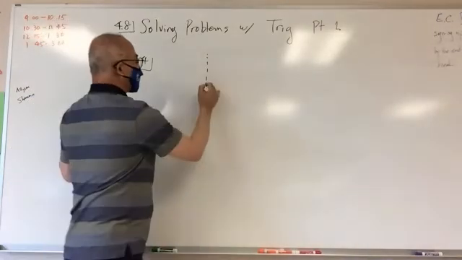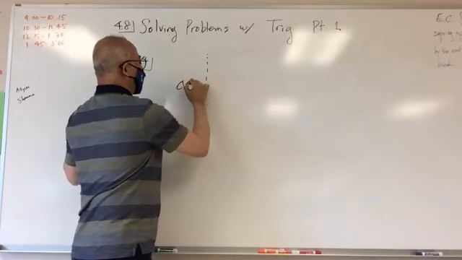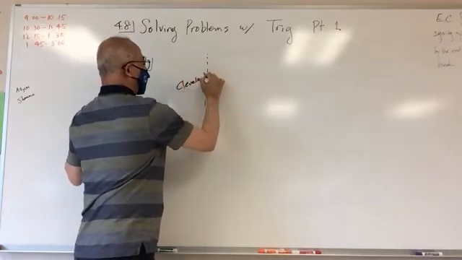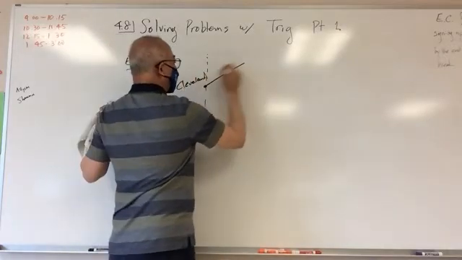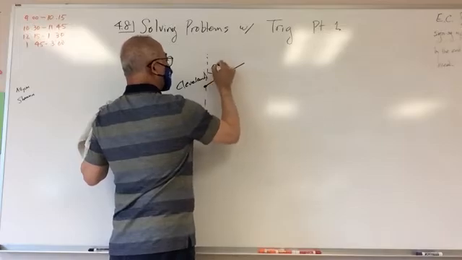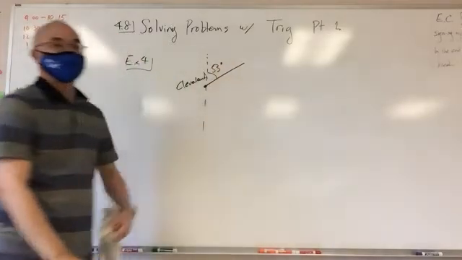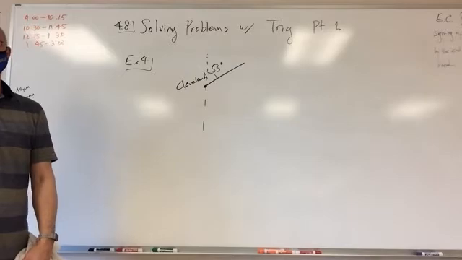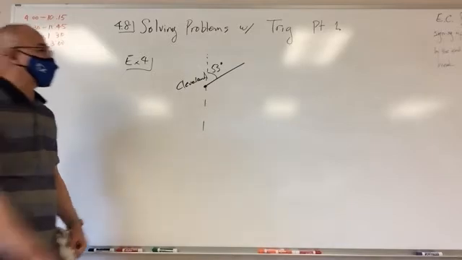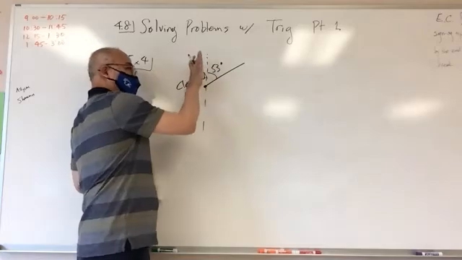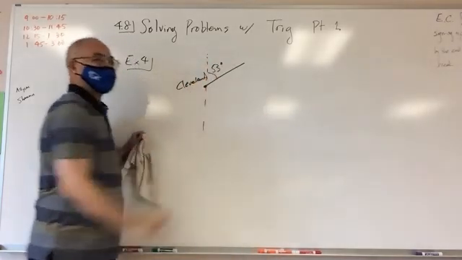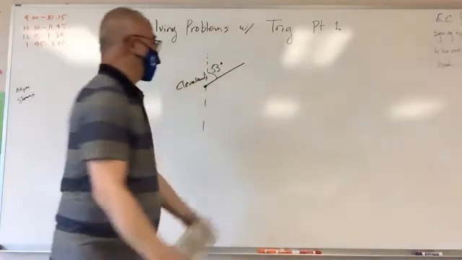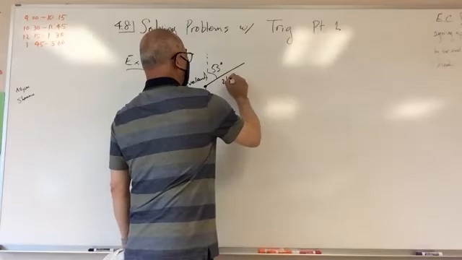So actually, if this is Cleveland, it's going to go here, and this is 53 degrees. Do you see the difference there? When you're navigating, you start from the north and you go clockwise. So it goes this way for 2 hours.